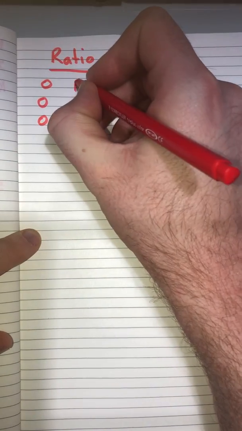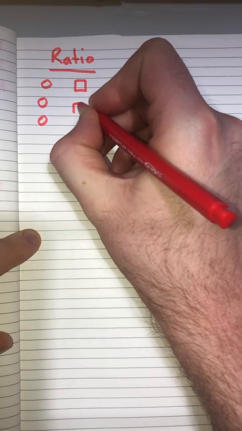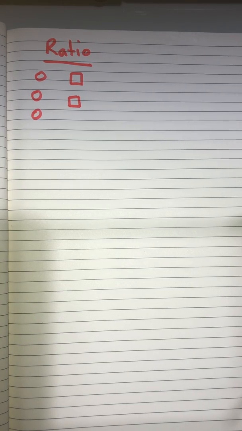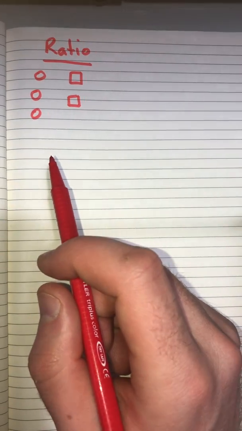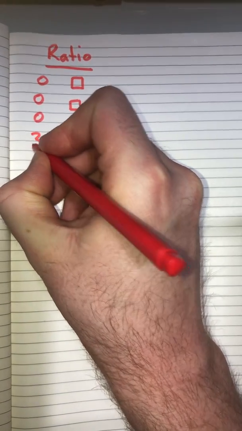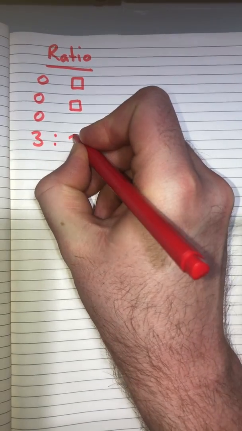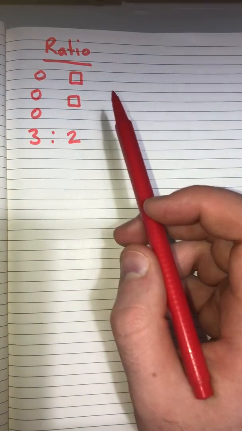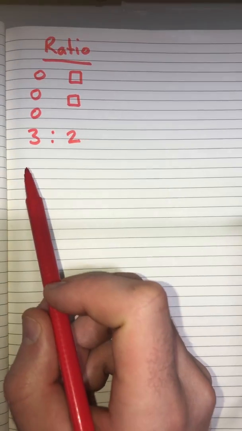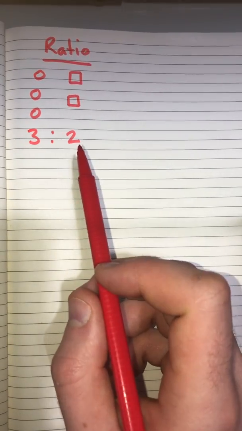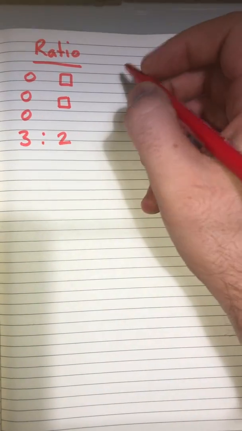Okay, so I'm going to use it to describe shapes to begin with. Okay, and I'm going to use it to compare circles and squares. Alright, now if I was asked to state the ratio of circles to squares, the ratio would be 3:2. Okay, so I have 3 circles to 2 squares, and I illustrate that using the 2 dots. 3, 2, 2. Okay, let's have a look at another example.